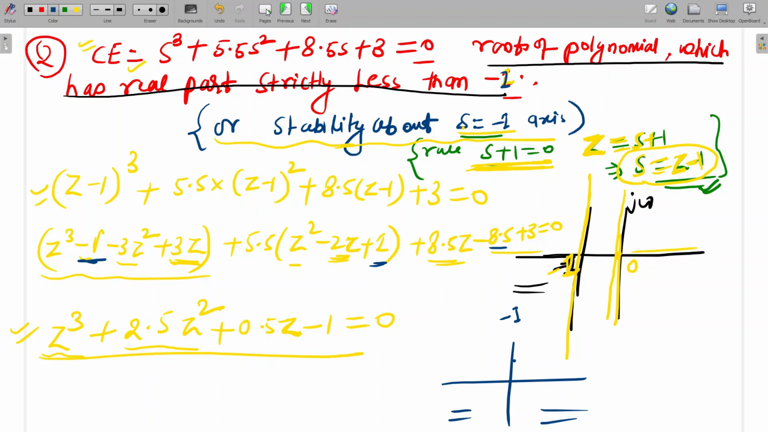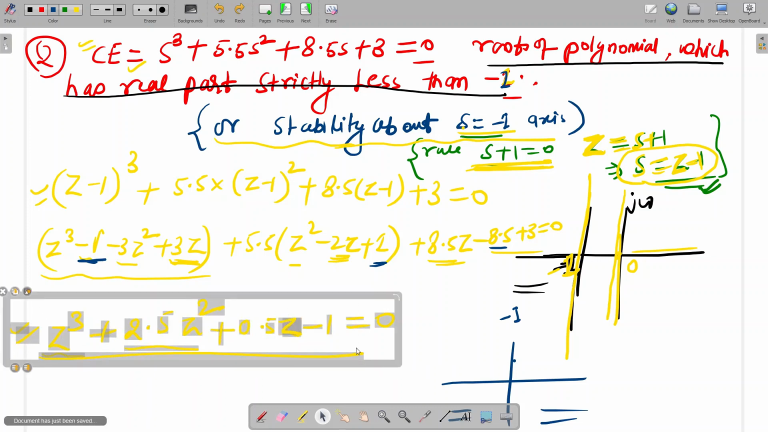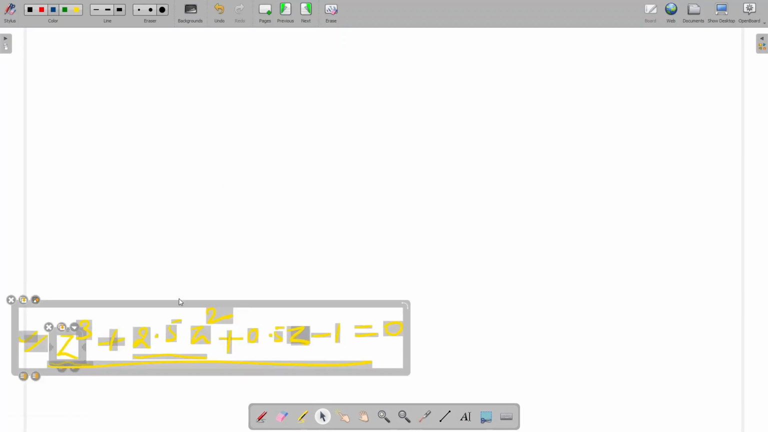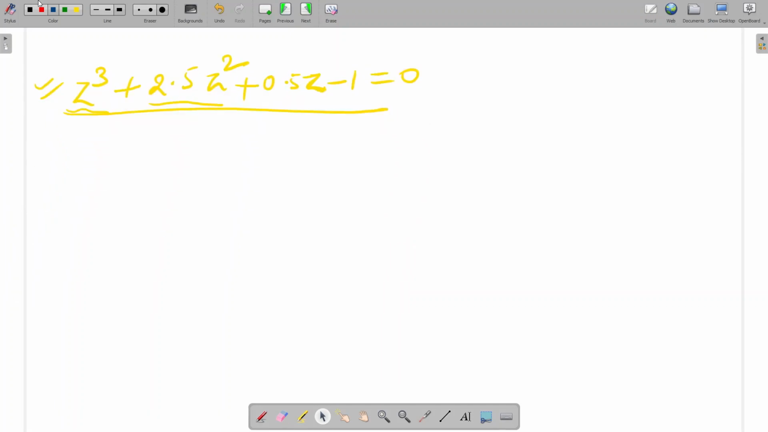One second, I'm just copying this equation. So we can apply RH criteria to this equation. So Z to the power 3, what is the coefficient? 1, 2, 0.5. Okay, correct. And Z square, 2.5 and minus 1. Correct.